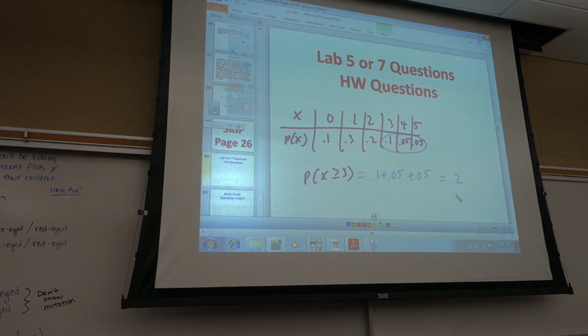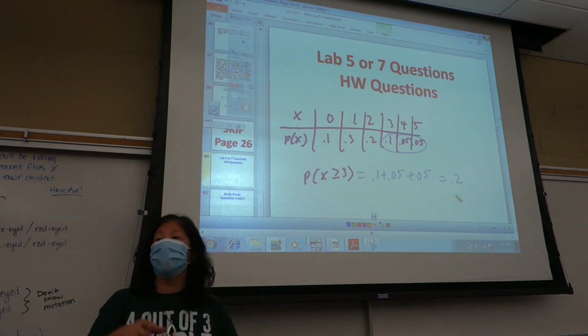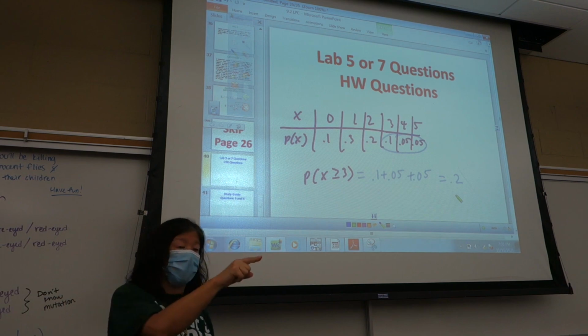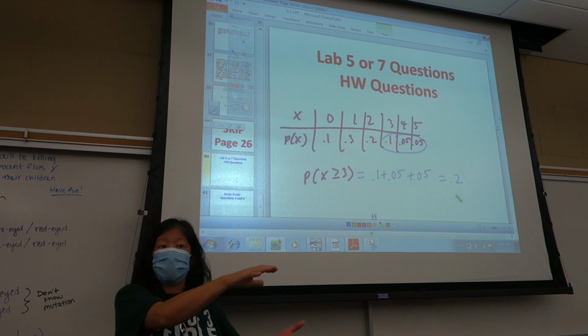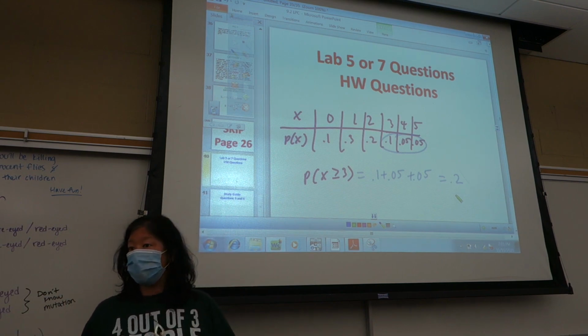Okay. Any other questions? Those are good questions. Any other questions for lab 7 or lab 5? Any homework questions? Don't forget for the homework, they'll give you a list of numbers and you need to compute the mean and standard deviation on your own. Use S, not sigma, because you know it's a sample. The calculator will give you both.